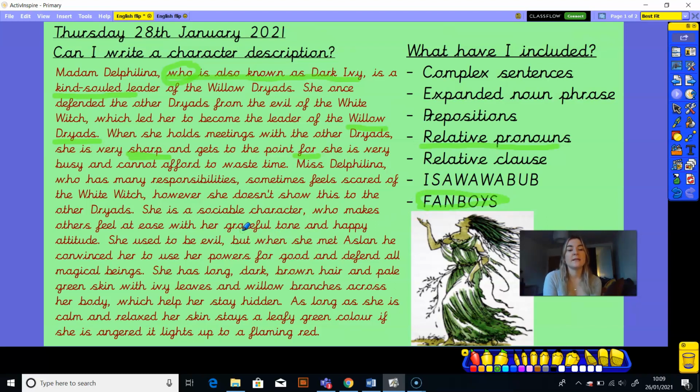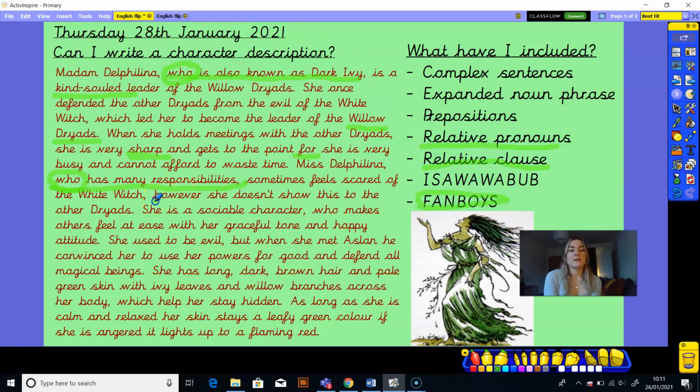So Miss Delphilina, who has many responsibilities, sometimes feels scared of the White Witch. However, she doesn't show this to the other dryads. So yet again, I've got a relative clause with a relative pronoun. So I've got who has many responsibilities, which is the relative clause, and then the relative pronoun is who. Okay, so I'm also sort of expanding on this sentence before by saying that she's very busy. That's because she's got lots of responsibilities.